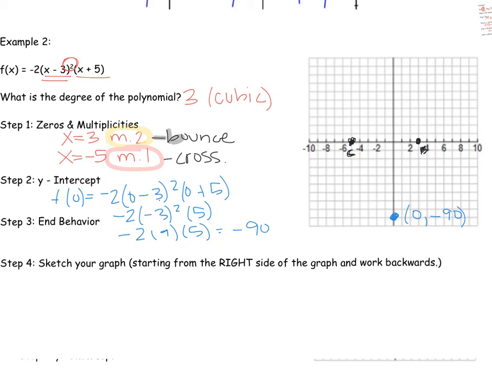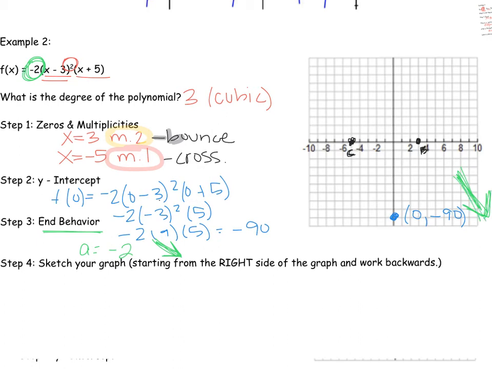The next thing I'm going to look at is my end behavior. So end behavior is from our a value. And our a value this time is negative 2, which means we're going down at the end of this graph. So over here, I know that at the end of the graph, I'm going to head down to negative infinity.